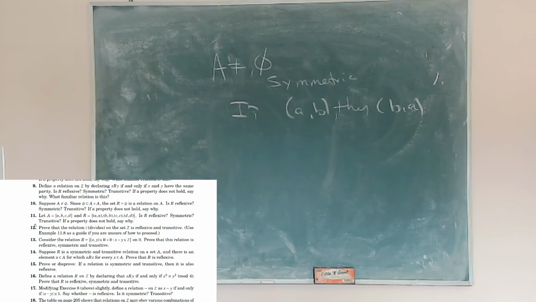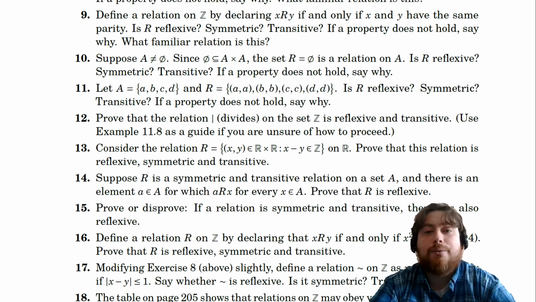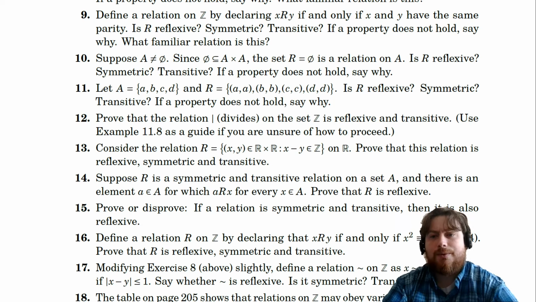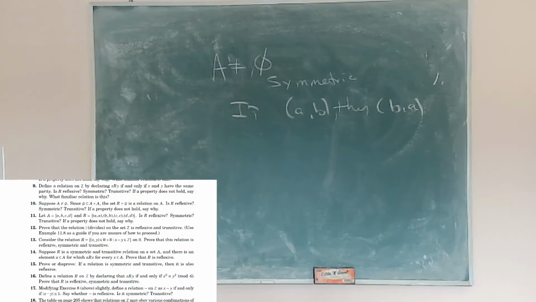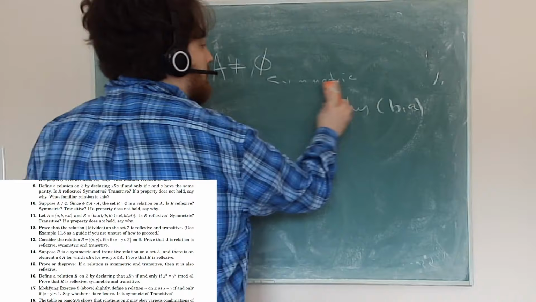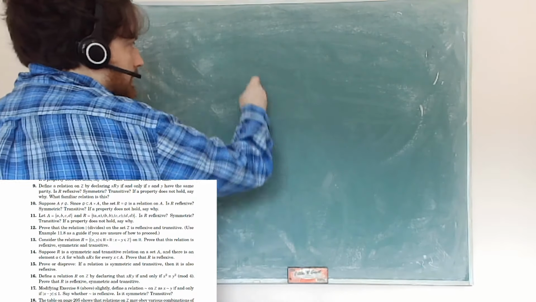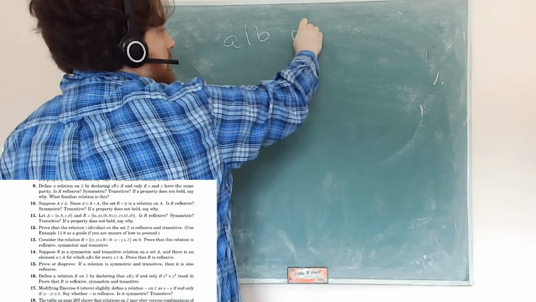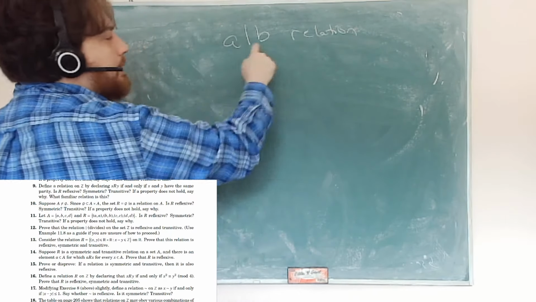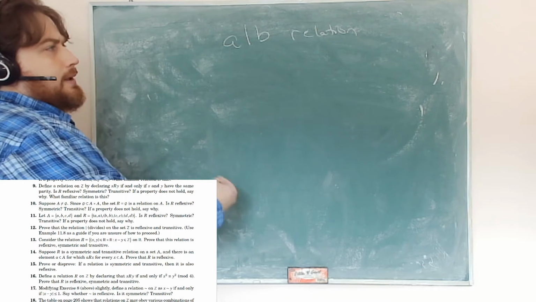All right, the next ones we had were 12 and 14. So for number 12, it says, prove that the relation divides on the set of all integers is reflexive and transitive. Let's go ahead and do that one. So I want to show divides is reflexive and transitive. So I'm just going to remember I'm doing the divides relation. So A is related to B if A divides B.